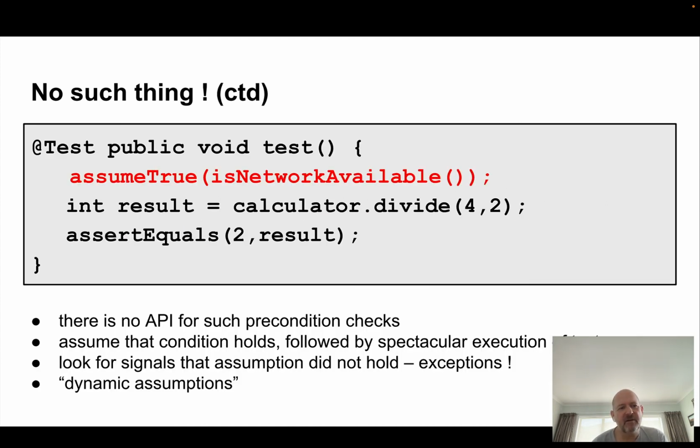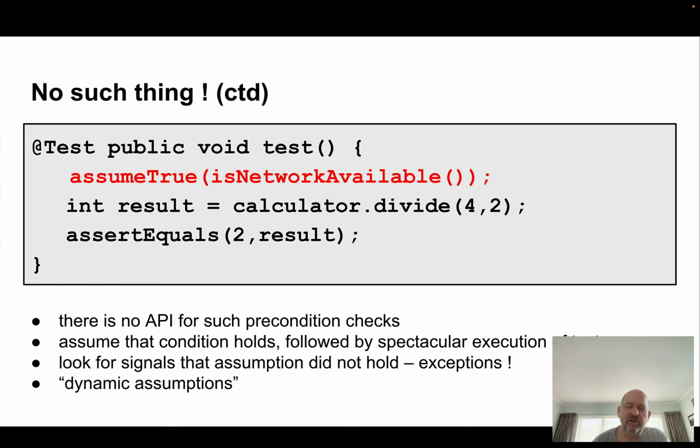Unfortunately, it is not straightforward to put in an assumption to make that particular type of test work by just skipping it when the network is not available. And the problem here is that we cannot just make an assumption, assume true is network available. There's no such API, and if there was one, it wouldn't be very useful because, of course, at the moment we proceed to the execution of the next line, calculator divides, the network might be gone by then. So it needs to be a little bit more subtle.